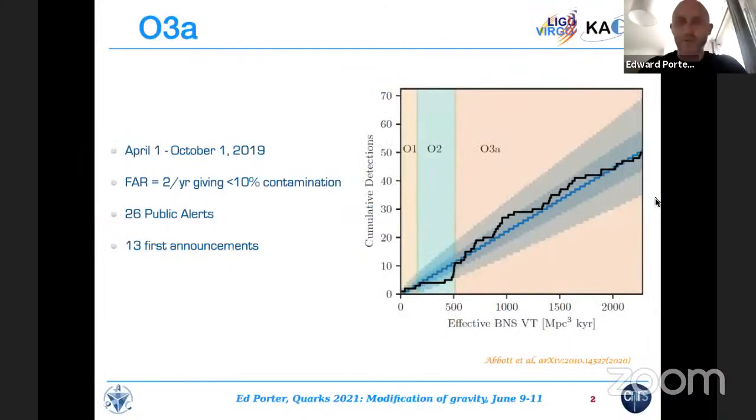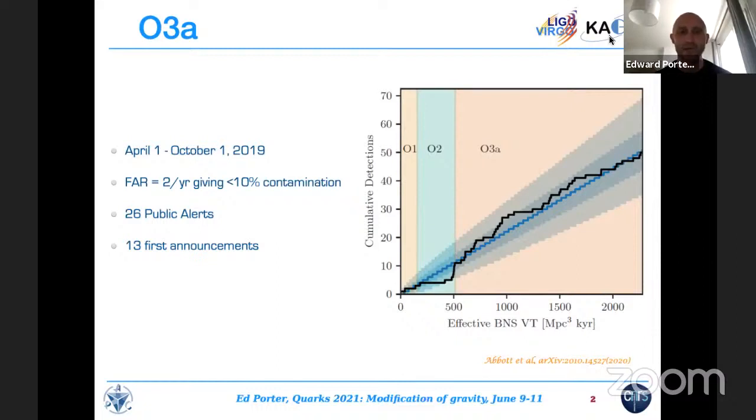So I'm basically going to talk about what's going on with physics and cosmology after the second transient gravitational wave catalog from the LIGO-Virgo collaboration. This is denoted O3A, and it covers the period of April 1st until October 1st, 2019. We aimed for around 10% contamination of the sources, so that roughly less than 10% could be produced by noise. This accounted for a false alarm rate of about 2 per year.